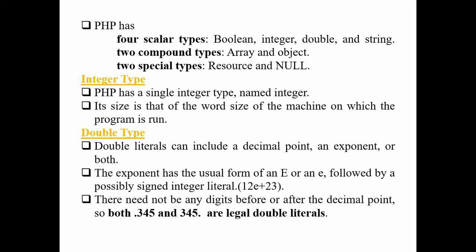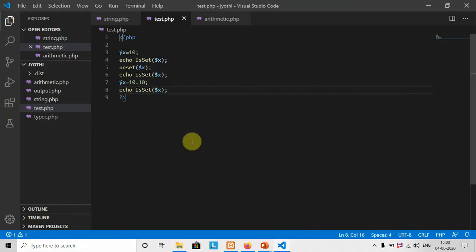Okay, now we have the double type. Double literals can include a decimal point, an exponent, or both. Here we have an example. You can see that whenever we have a value like 0.345 or 345.4, both of these cases are considered as double. So we can check this particular case.